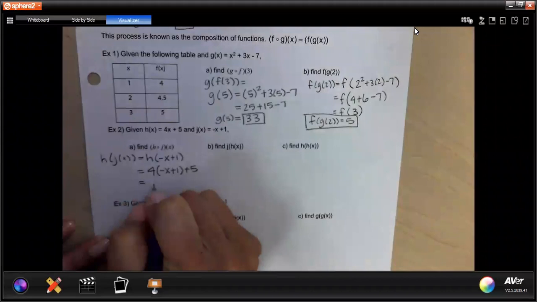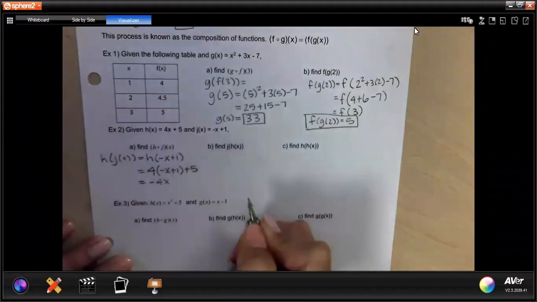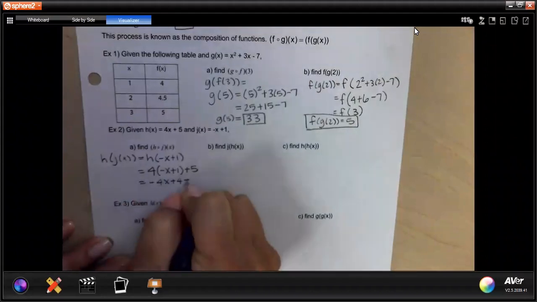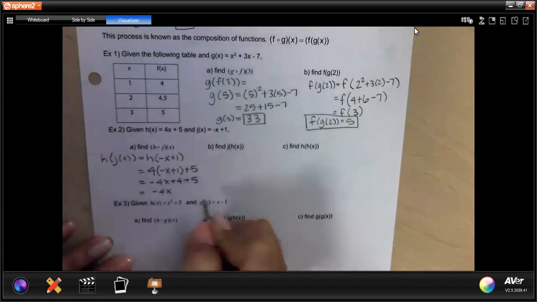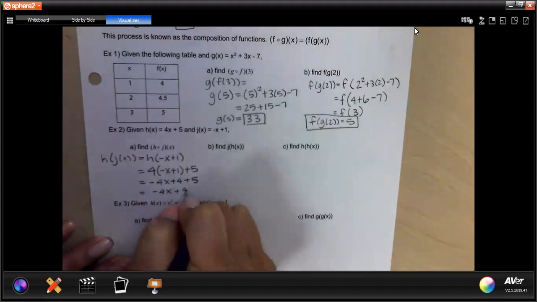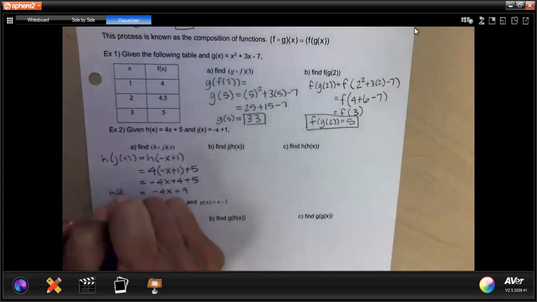Now we distribute, and we get negative 4x plus 4 plus 5, and I combine my like terms, and I get negative 4x plus 9. That is h of j of x.